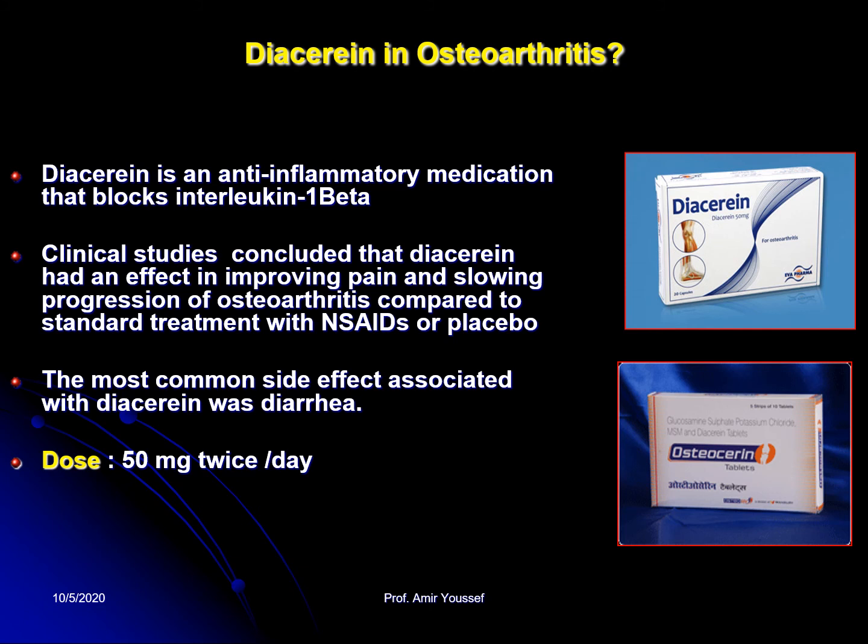Diacerin is an anti-inflammatory medication that blocks interleukin-1 beta. Clinical studies concluded that diacerin had an effect in improving pain and slowing progression of osteoarthritis compared to standard treatment with non-steroidals or placebo. The most common side effect associated with diacerin was diarrhea. Dose 50 mg twice per day.